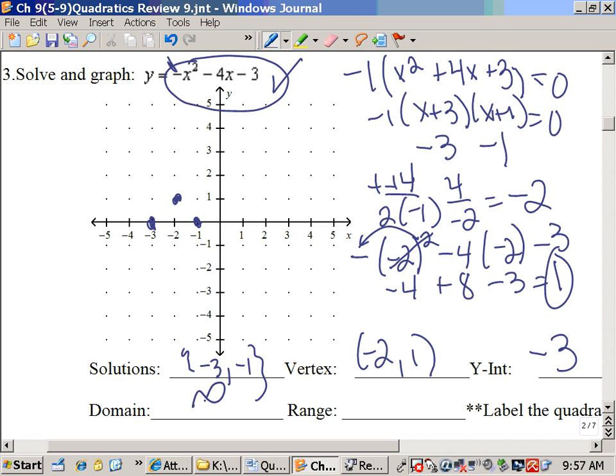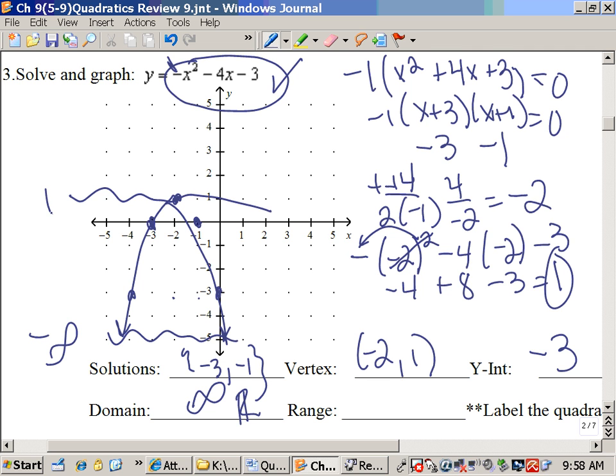My domain is, what did I just do? All real numbers. I got a negative 3 here, and I got to go 1, 2, 1, 2. Draw my parabola. And my range, now this time, what's the lowest point? Negative infinity to the highest point, which is 1. So it's going to go negative infinity, comma 1, bracket.